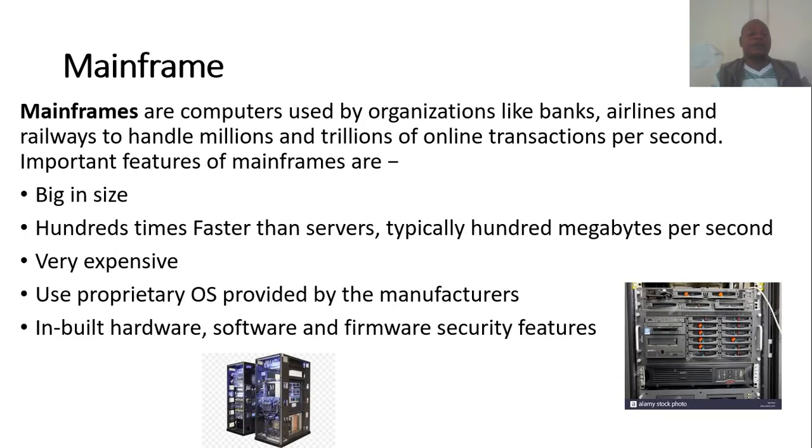Now we move on to the mainframe computer. Now the mainframe computer is a computer that is used by organizations like banks, airlines, railway lines, and so on, to handle millions and trillions of online transactions per second. So they are big in size, they are hundreds of times faster than servers, they are very expensive, they use proprietary software in terms of operating systems, and they have inbuilt hardware, software, and firmware security features. So that's a typical mainframe there on the image on your screen.